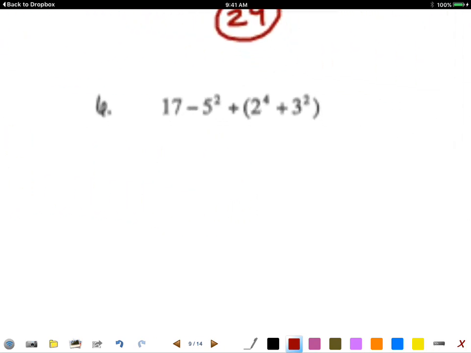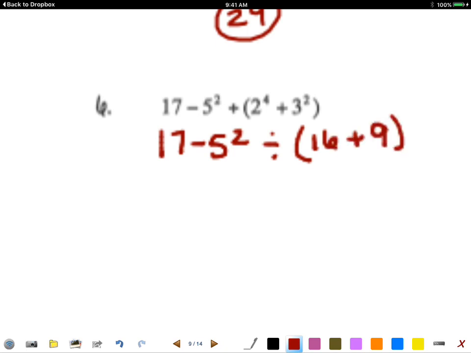Okay, this one's a little bigger. We're going to work in the parentheses first. So bring down the 17 minus 5 squared divided by, and let's do inside. 2 to the 4th power. 2 times 2 times 2 times 2. Good. Is 16 plus 3 squared is 9. Bring this all down, and then 16 plus 9 is 25.